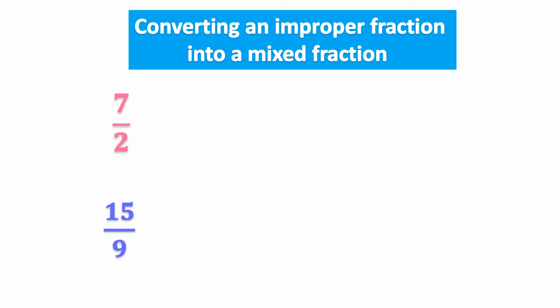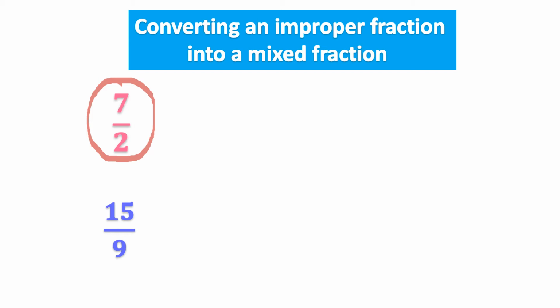Now look at this. 7 by 2. Is it an improper fraction? Yes, it is an improper fraction, right? Because 7 is greater than 2. Numerator is greater than denominator. So definitely it is an improper fraction.